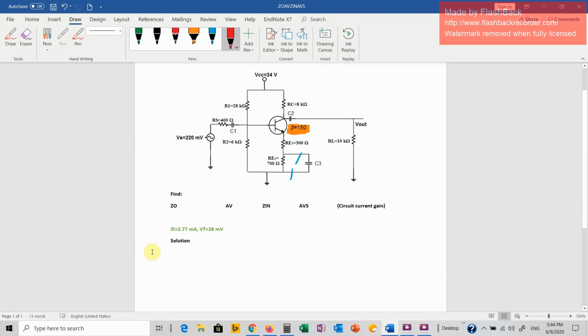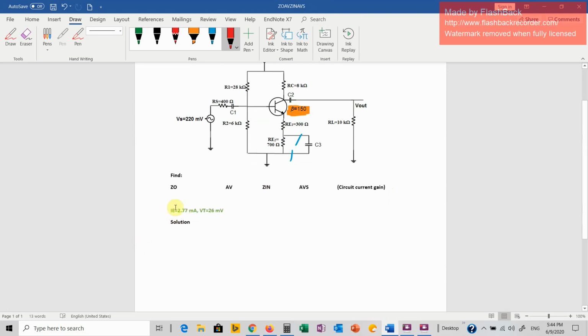As you see here, now from DC analysis, you need IE because we need to find RE, which is the dynamic RE resistance. Okay, let's see now. First of all, we have to find ZO. What is ZO? ZO is the output impedance. Okay, it is the output impedance.